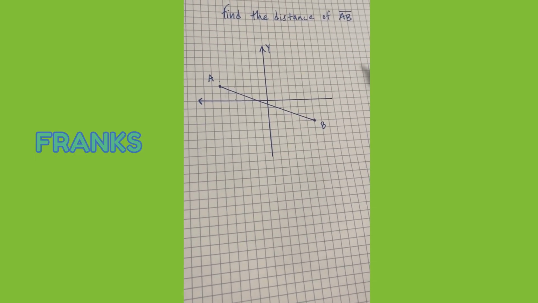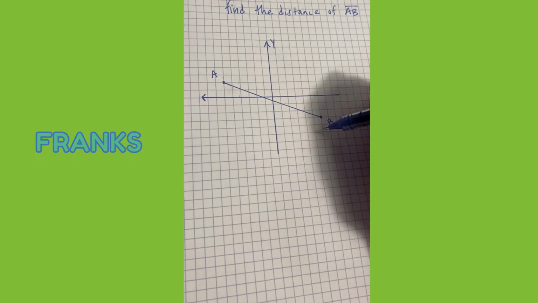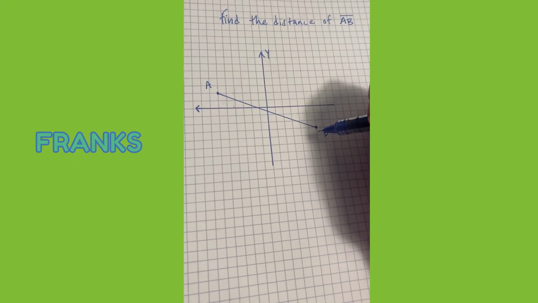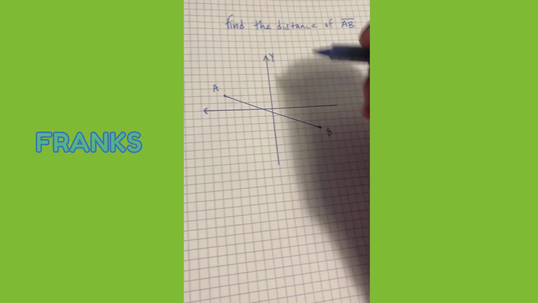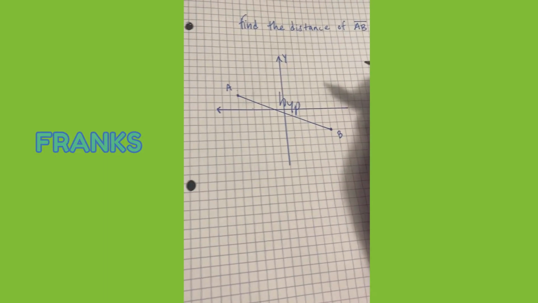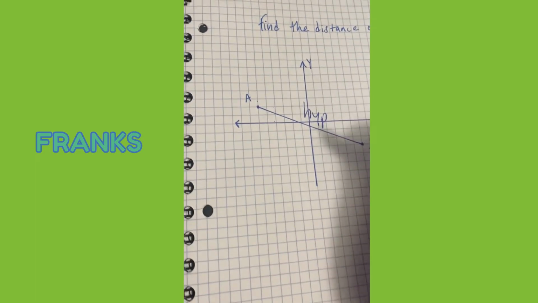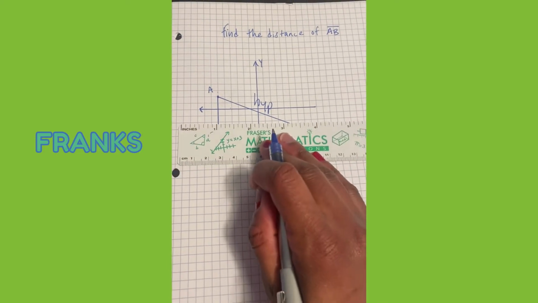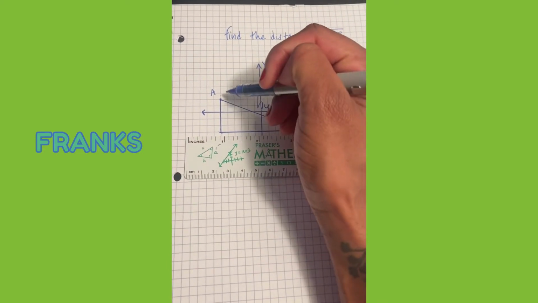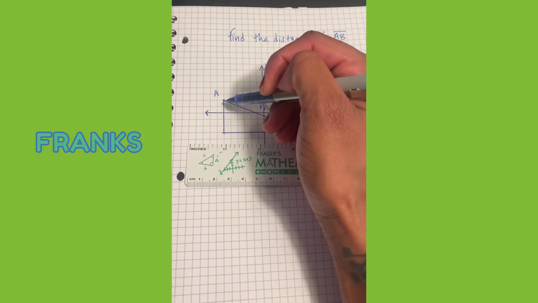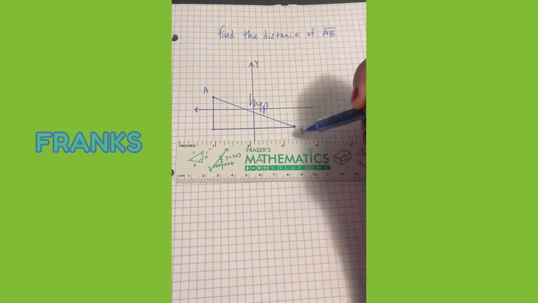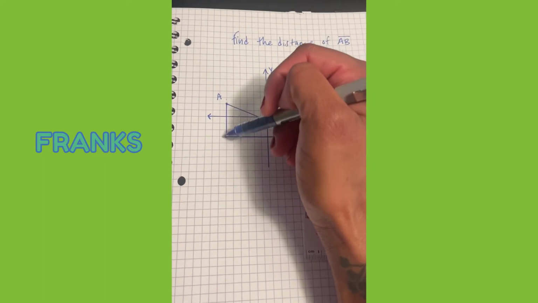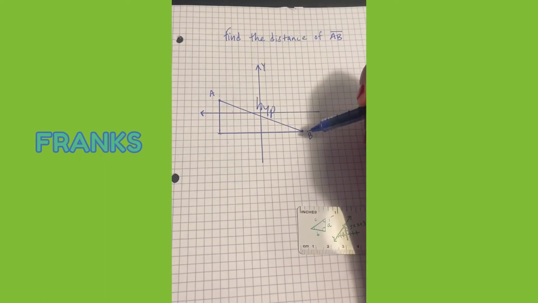Well, I noticed that the line segment AB is a diagonal. So if I want to find the length of it, I'm going to make a right triangle, and I'm going to treat AB as my hypotenuse. In order to make a right triangle, I need my ruler. I used my ruler to find a height, which means I drew a vertical line, and then I used my ruler to draw a horizontal line because I can definitely count how long the height is and how long the base is.